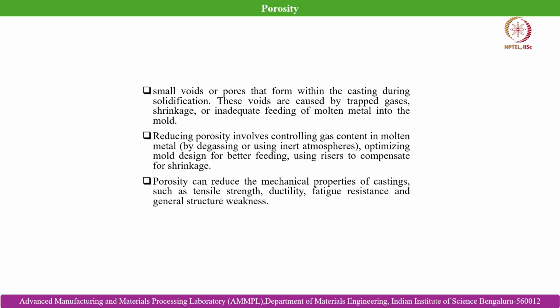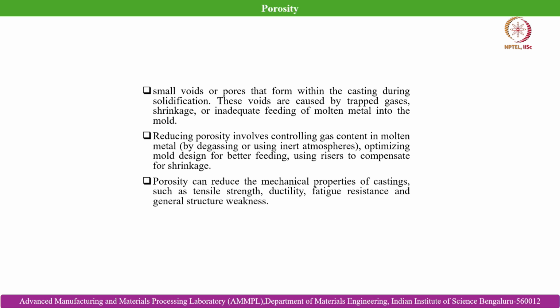Then we are moving into porosity. Porosity, as I discussed several times before, refers to small voids or pores that form within the casting during solidification. These voids are caused by trapped gases, shrinkage or inadequate feeding of liquid melt into the mold. Reducing porosity involves controlling gas content in molten metal. That can be done by degassing or by imparting an inert atmosphere.